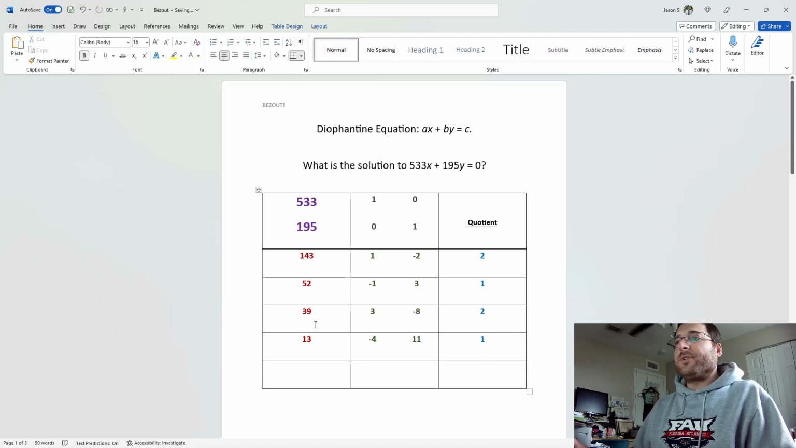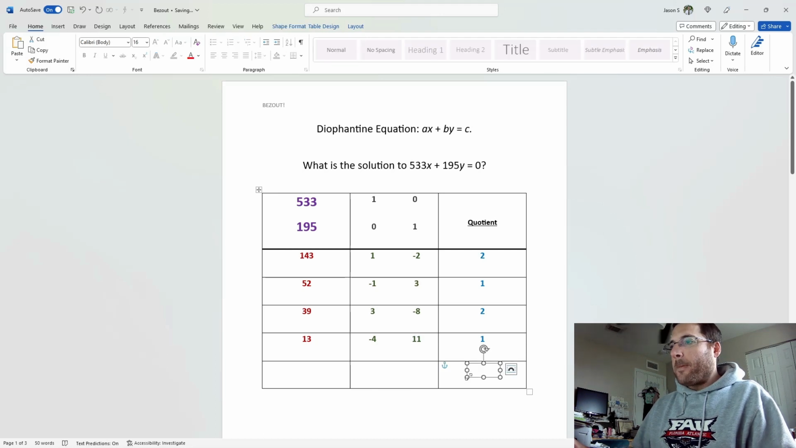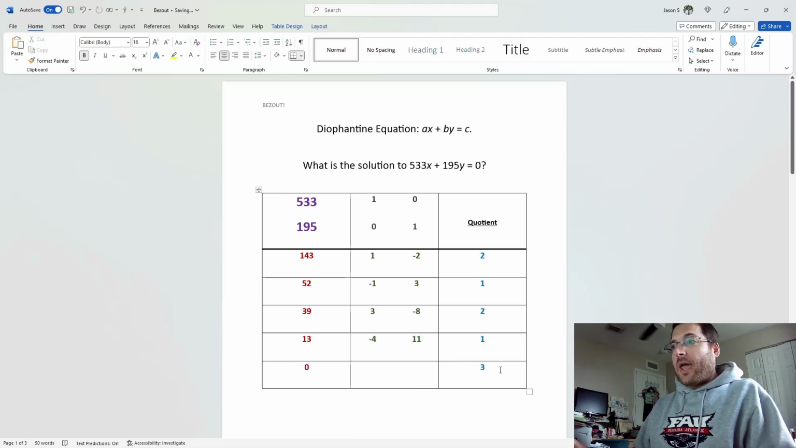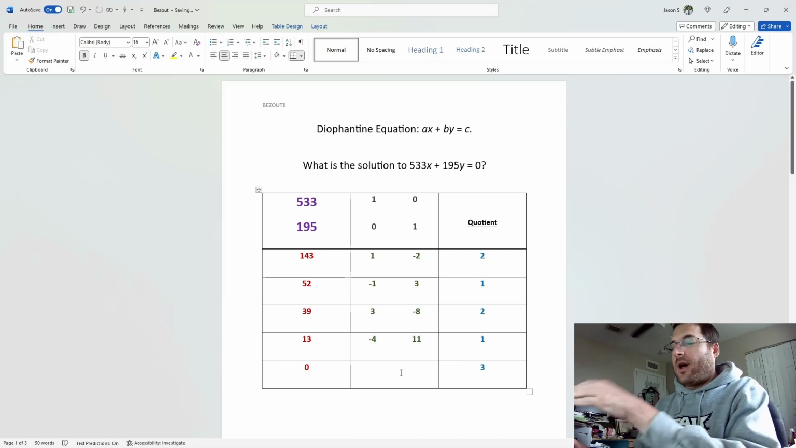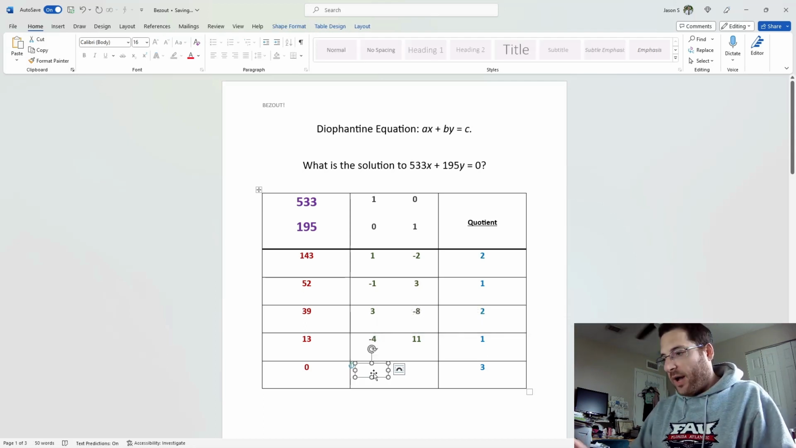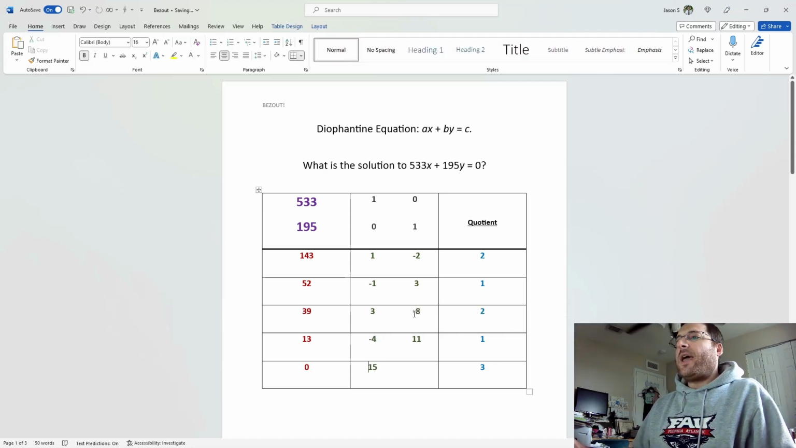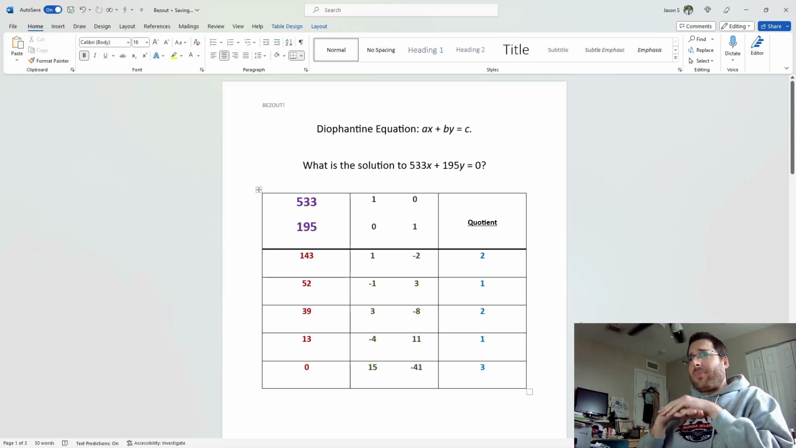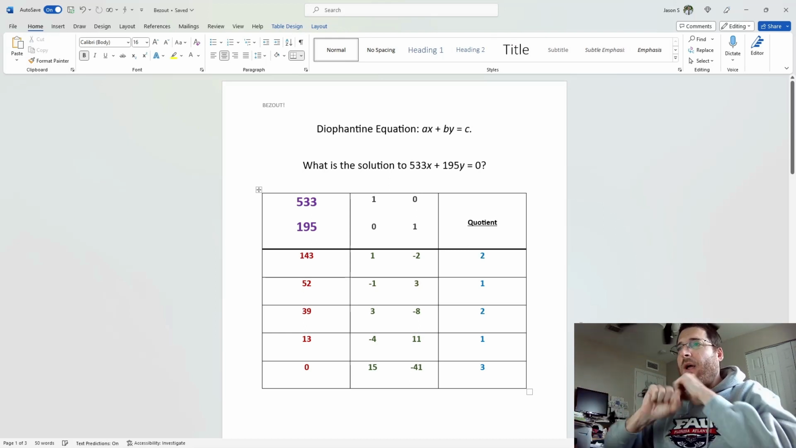Okay, now how many times does 13 go into 39? 3. No remainder. And we do our last column fill in here. 3 times negative 4 is negative 12. 3 minus negative 12 is 15. And negative 8 minus 33 is negative 41. And since we're at 0, we are done.